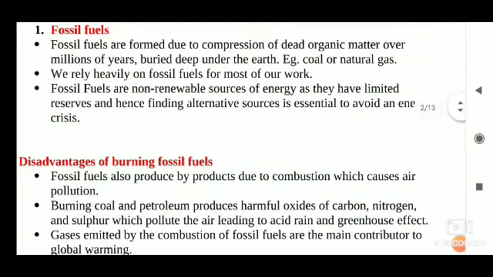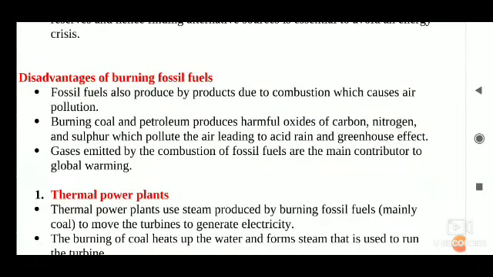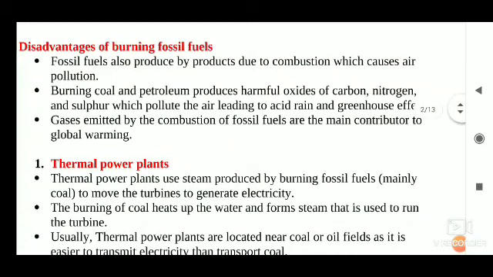At present, most of our energy demands are fulfilled by the use of fossil fuels, but there are certain disadvantages associated with fossil fuels. As we all know that on combustion, fossil fuels release various gases that cause air pollution. The main gases released by the combustion of fossil fuel are oxides of nitrogen and oxides of sulfur that may lead to acid rain.